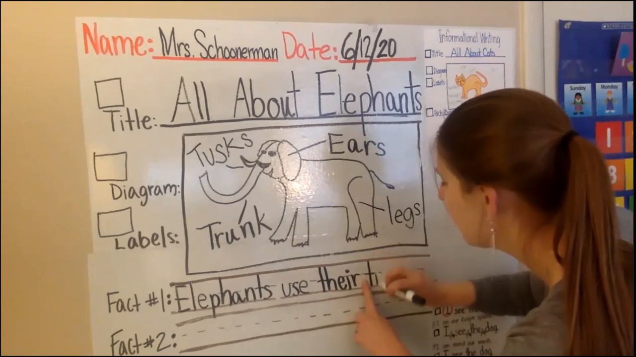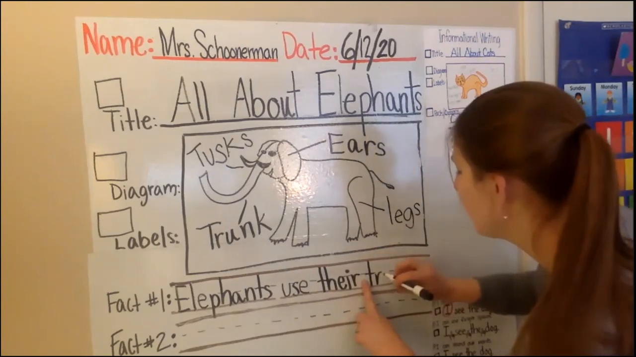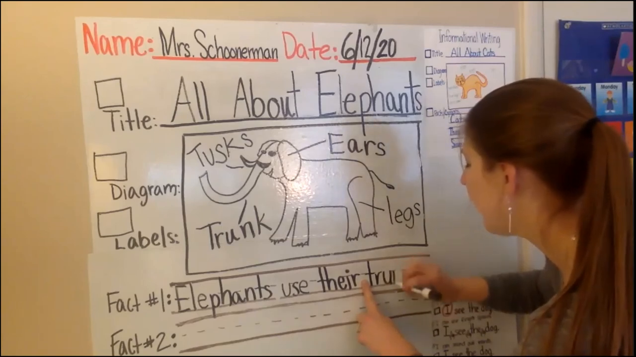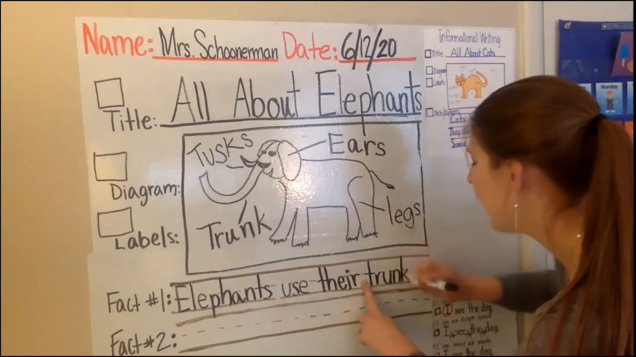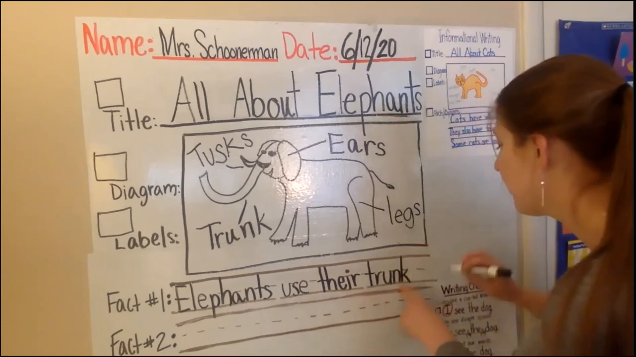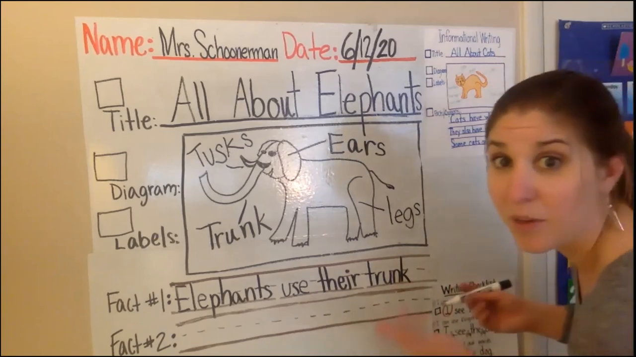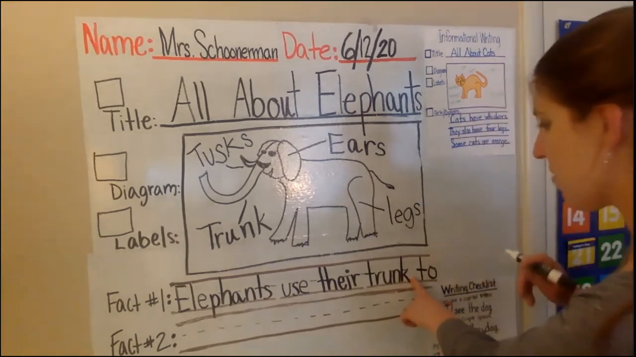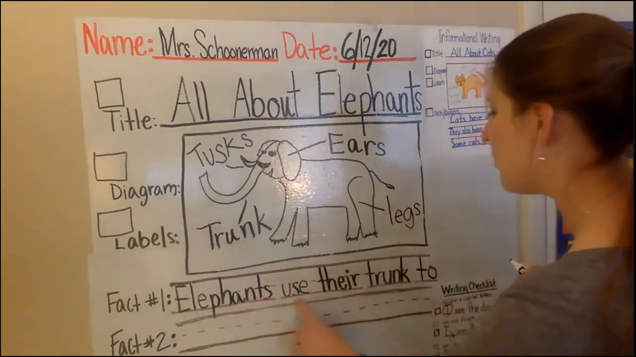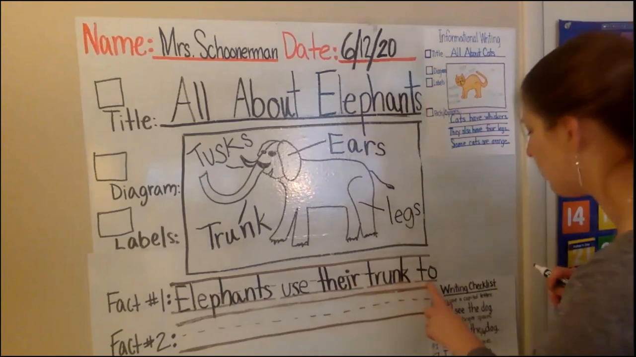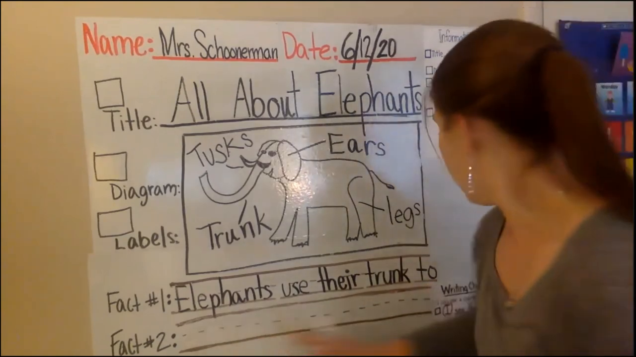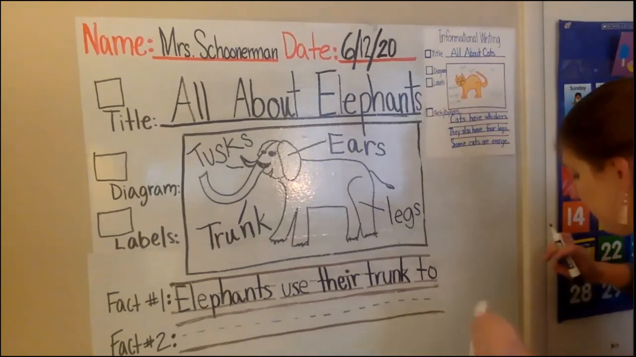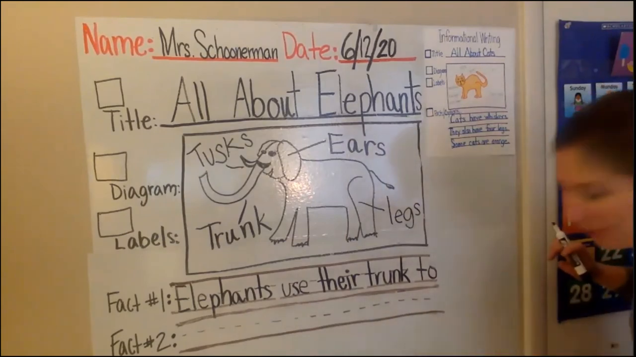T. Tr. R. U. Trunk. N. And then it ends in a K. Use their trunk. Leave another finger space. We're going to write to, which is also a sight word. Ooh, there's lots of sight words in this sentence. Elephants use their trunk to. I'll keep writing right over here, okay? Here we go. I'm going to take this down. I knew I was going to run out of room.